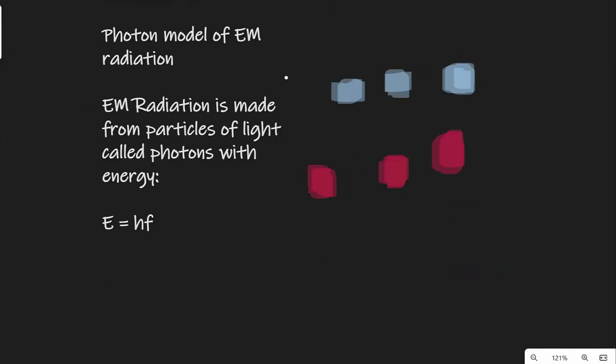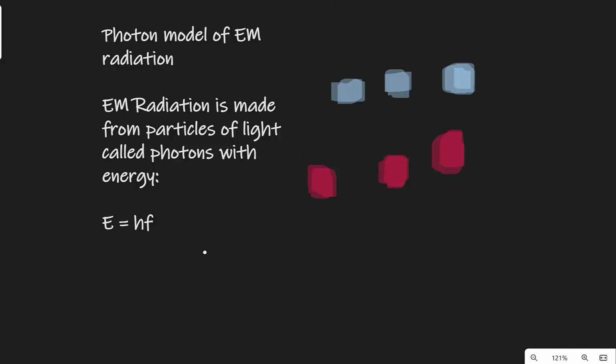Now, in order to explain the next part of particle physics, we need some understanding of the photon model of EM, or electromagnetic radiation. Electromagnetic radiation is actually made from particles of light which are called photons. Now, light has wave-like properties such as diffraction, interference, etc., but it really is a particle, and each of those fundamental units of photons has energy given by the following.